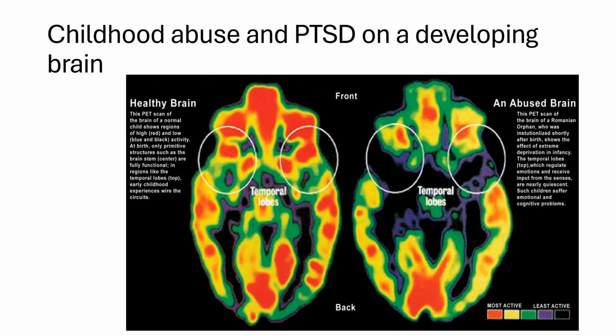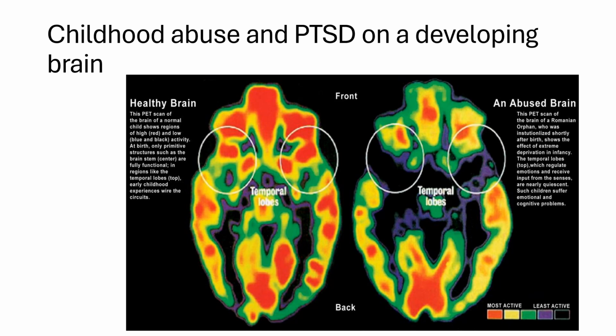On the right, you see the brain of an abused child. This patient is a Romanian orphan who was institutionalized shortly after birth and received some childhood abuse. It shows the effect of extreme deprivation in infancy, and the temporal lobes, which regulate emotions and receive input from the senses, are nearly missing.